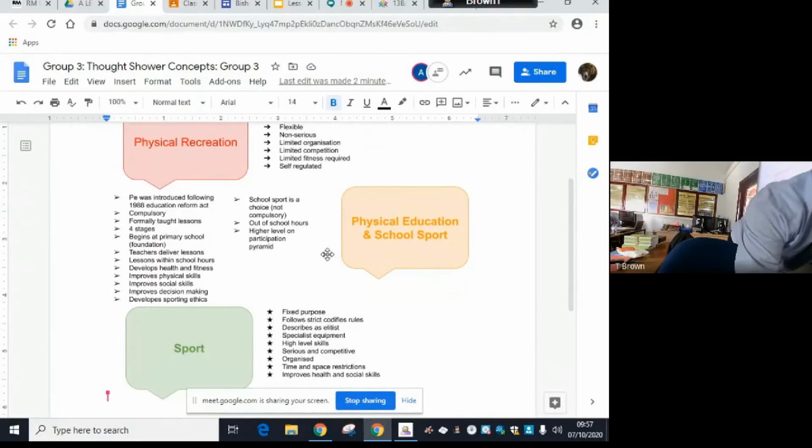School sport, choice, out of hours, higher on the participation pyramid. The key phrase for school sport is extracurricular. Okay, key phrase there, Annie and Will. Key phrase, extracurricular. So consider adding that to your poster.